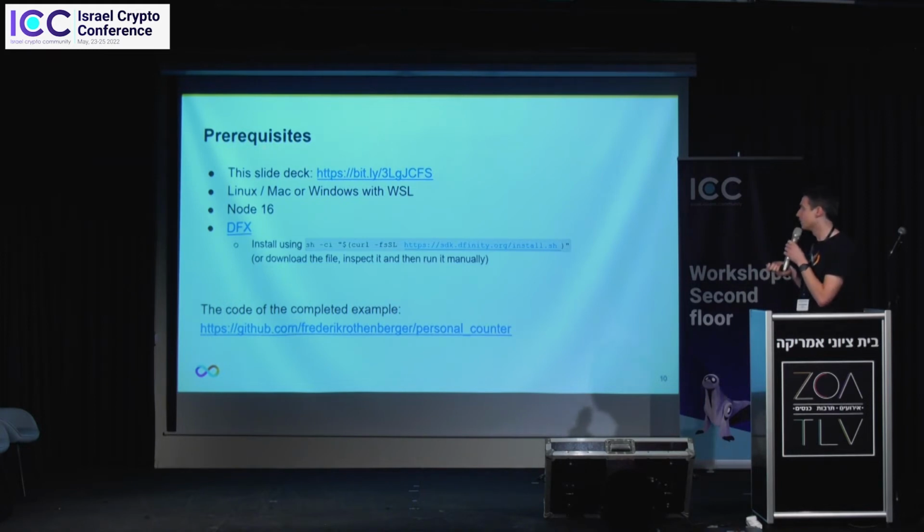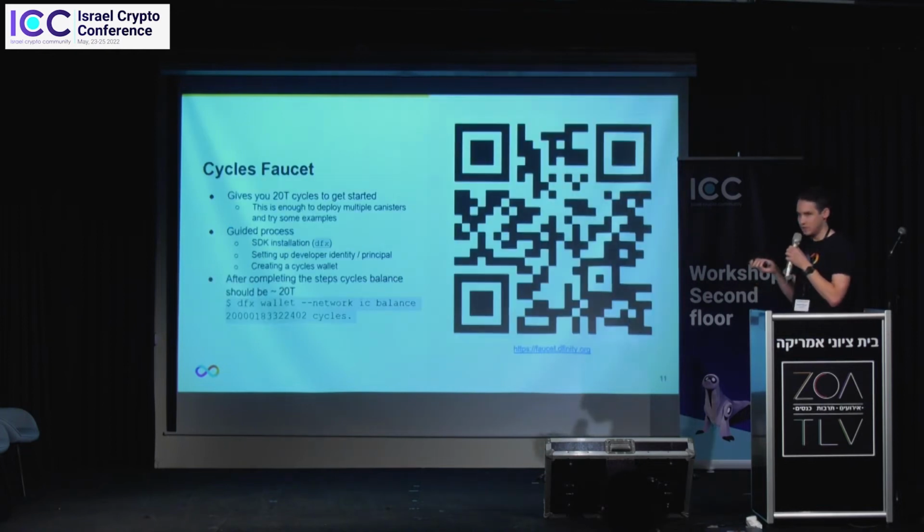So the most important thing, you need Linux or Mac or Windows Subsystem for Linux, Node 16 and DFX. To continue, you now need the card that I handed out, the promo code for the cycles, because we're going to actually deploy a real smart contract that you personally own, right?